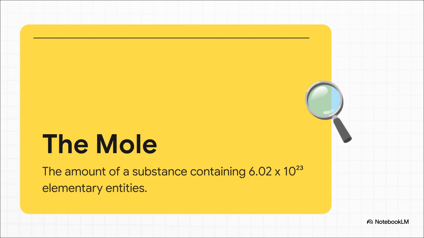Now here's the crucial takeaway. 1 mole of anything, whether we're talking carbon atoms or water molecules, always contains 6.02 times 10 to the 23rd of them. This concept, the mole, is the single most important bridge that connects the microscopic world of atoms to the macroscopic world of grams that we can actually see and weigh in a lab.